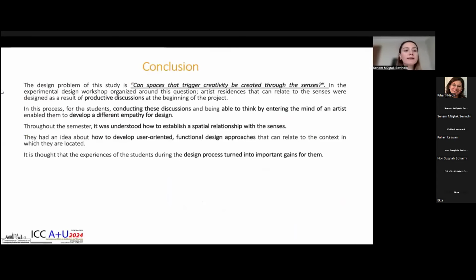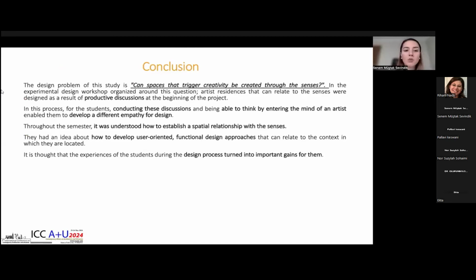In conclusion, the design problem of this study is: can spaces that trigger creativity be created through the senses? In the experimental design workshop organized around this question, artist residences related to the senses were designed as a result of productive discussions at the beginning of the project. In this process, for the students, conducting these discussions and being able to think by entering the mind of an artist enabled them to develop a different empathy for design.